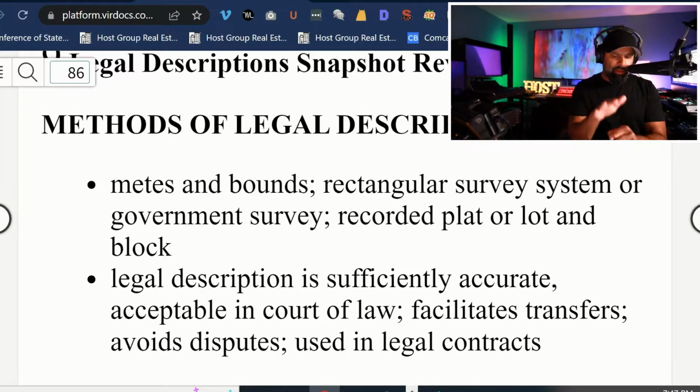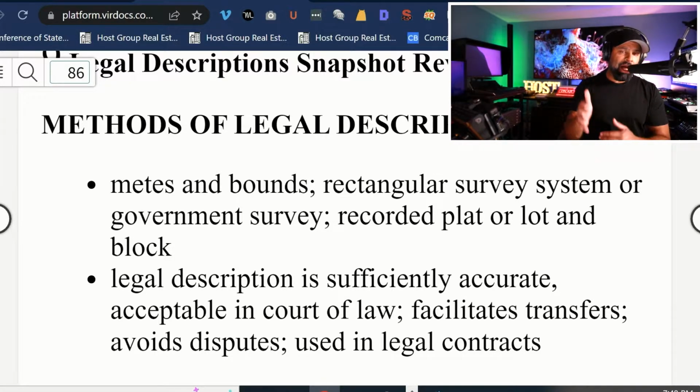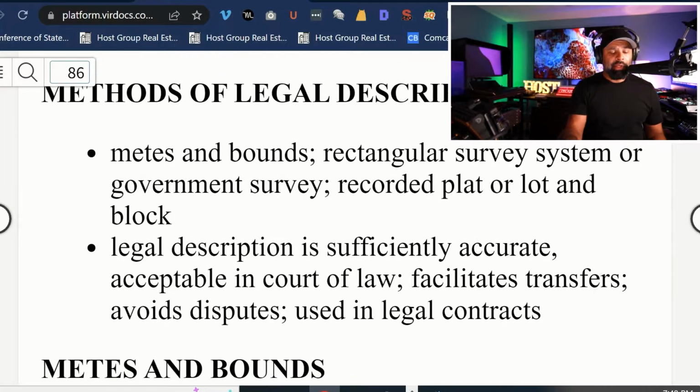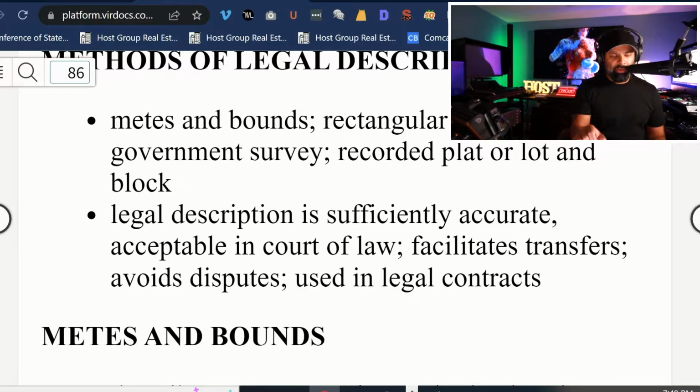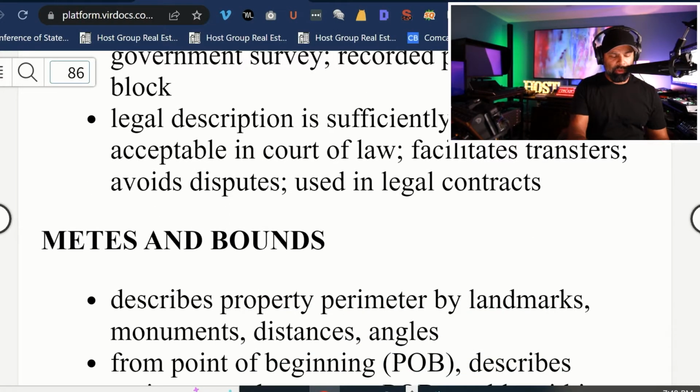So remember, rectangular survey is also referred to as the government survey, and also remember that recorded plat is also referred to as lots and blocks, depending on where y'all are going to be taking this exam, okay? Legal description is sufficiently accurate, acceptable in a court of law, facilitates transfers, and avoids disputes, used in legal contracts. That's when we need to have them.